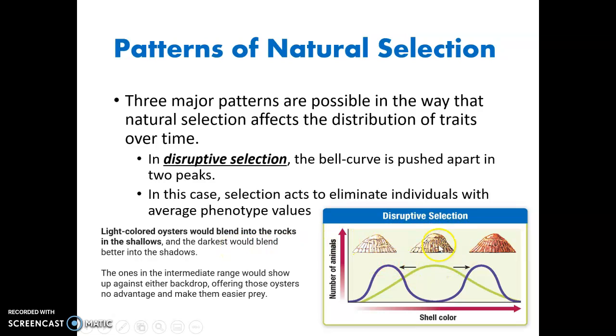The oyster shell color that was in the middle, which we're calling the intermediary range, would show up whether we were in the shallows in the light color area or in the darkest color area, making them easier prey, meaning that their numbers are going to decrease while the light color oysters and the dark color oysters are going to be maintained in the population.